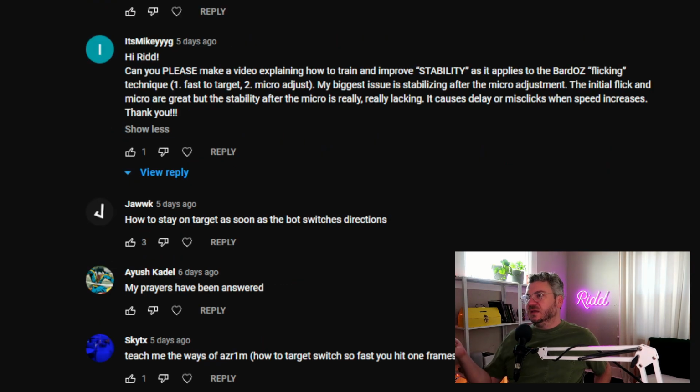The initial flick and micro are great for stability but the stability after micro is really, really lacking. It causes delay or missed clicks when speed increases. So that's exactly what I'm talking about, is prioritizing your under flicks and prioritizing working on Pokeball. You will develop that technique as you practice more and more. If you just hard push flicking scenarios and get better and better at that without valuing Pokeball and without valuing under flicking, your stability is going to suffer.